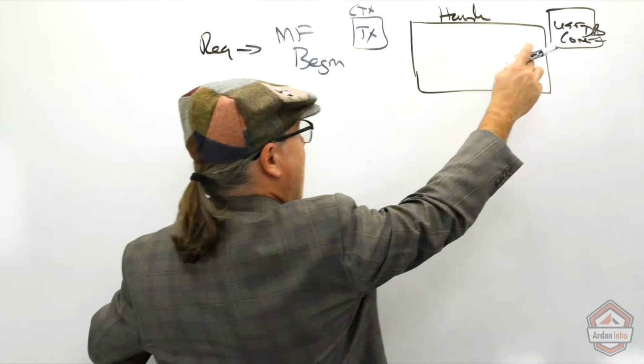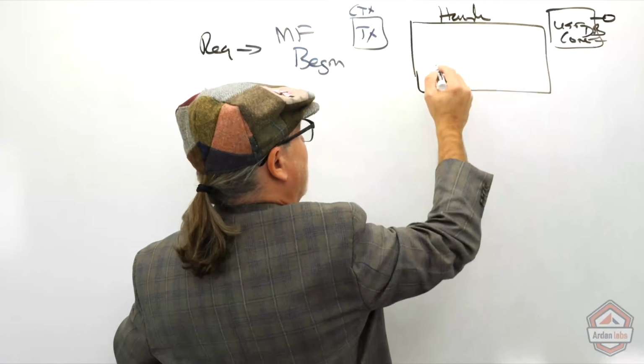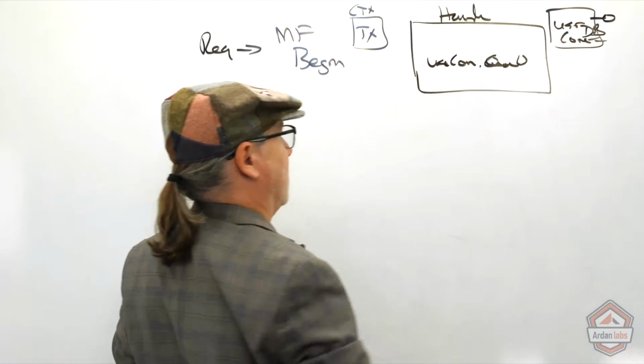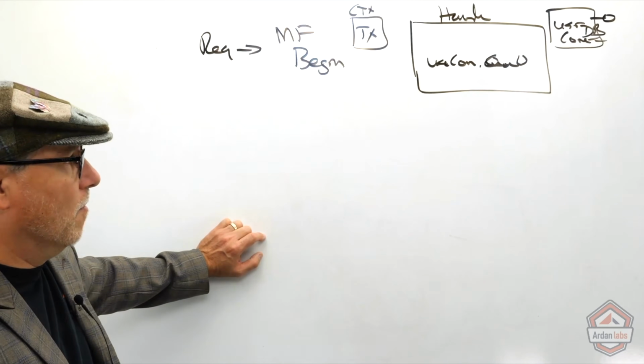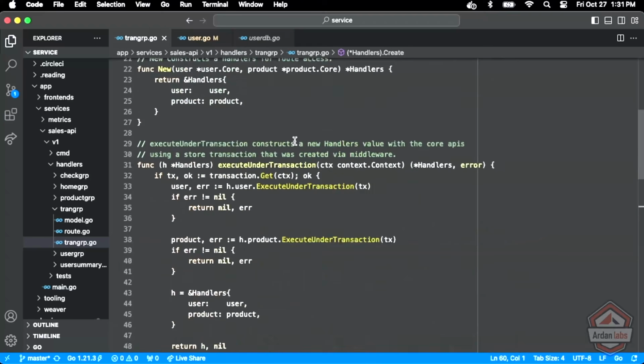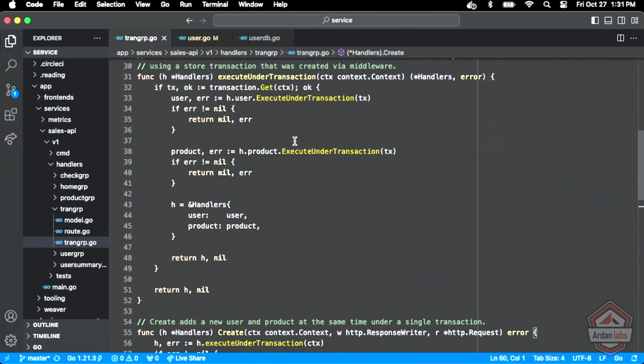So if we're going to make any API calls, we're going to make it off of that user core, whatever, query, create, whatever it is. And it works off of the standard DB. But the very first thing we do in the handler is what? We're going to say execute under transaction, which immediately checks to see if we're in the middle of a transaction because of the middleware, which we will be. And then it starts to replace things.